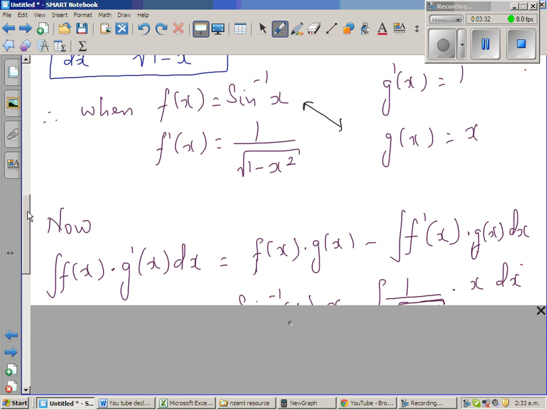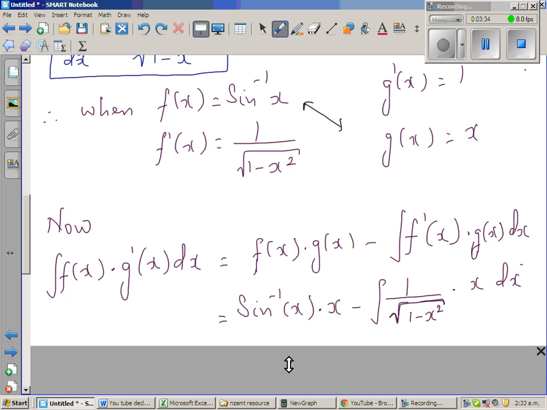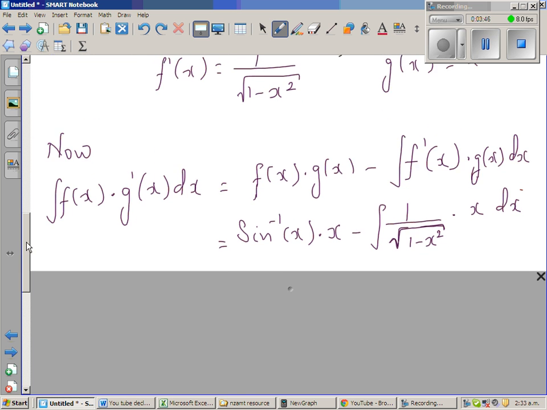So I'll just substitute the values. f of x is sine inverse of x times g of x is x, minus the integration of f dash x, which is 1 over the square root of 1 minus x squared, times x dx.